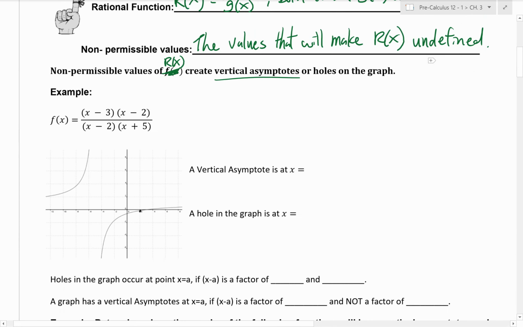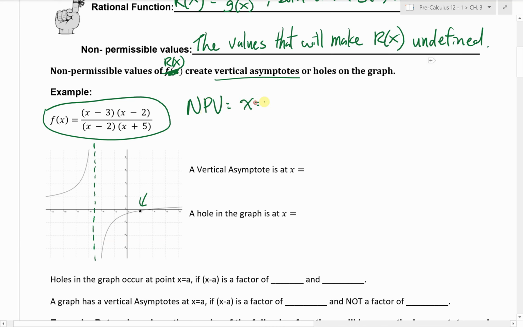You can see here's the graph for f of x. This is the rational function, and right here this is the hole. Here's the question. It says a vertical asymptote is at, so here's the vertical asymptote. I think you can see it's right here. The vertical asymptote would be at a non-permissible value. From this rational function, the non-permissible values would be x equals 2 and x equals -5.